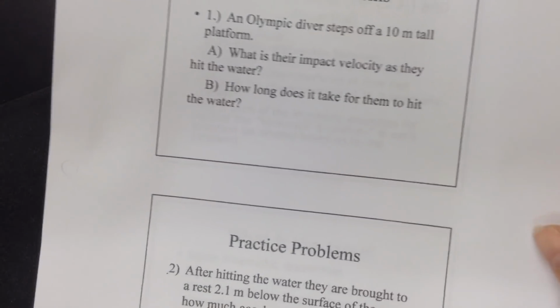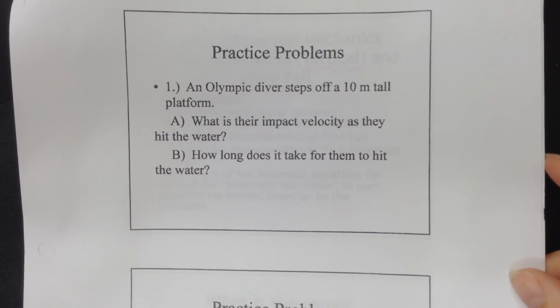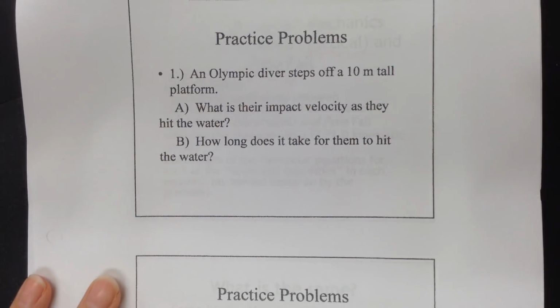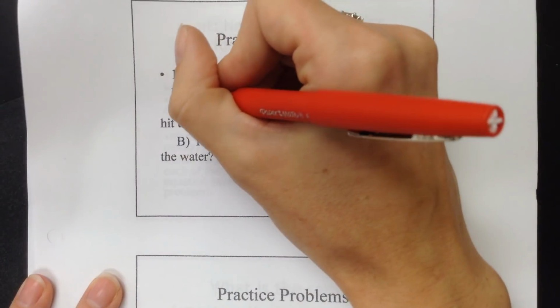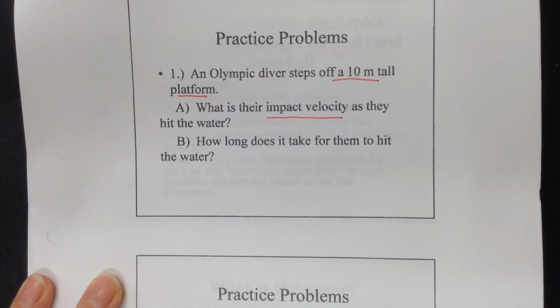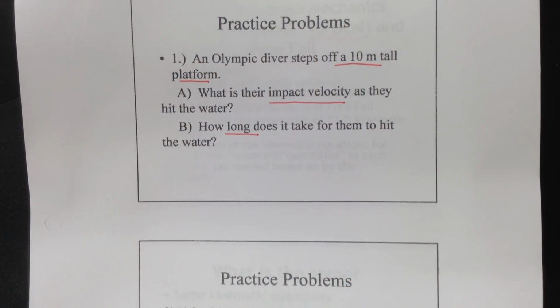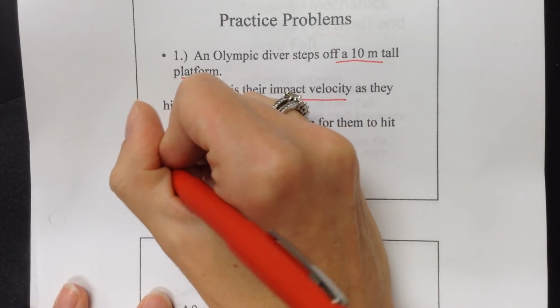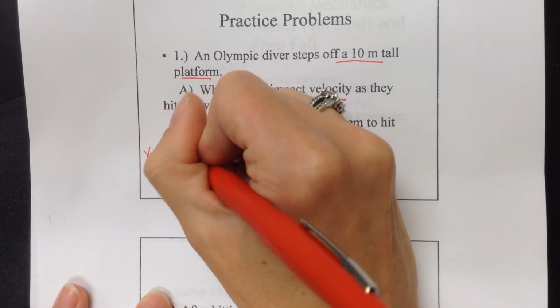Okay. Now, our last 2 slides are actually connected here, so we're going to go ahead and start with this problem about the Olympic diver who's stepping off a 10-meter tall platform. And I want to know the impact velocity when they hit the water, and I want to know how long it takes that person to hit the water. So we're going to go ahead and write down some knowns. So with that being said, we know that the platform is 10 meters high, so that's where the diver is starting. So Y initial is equal to 10 meters.